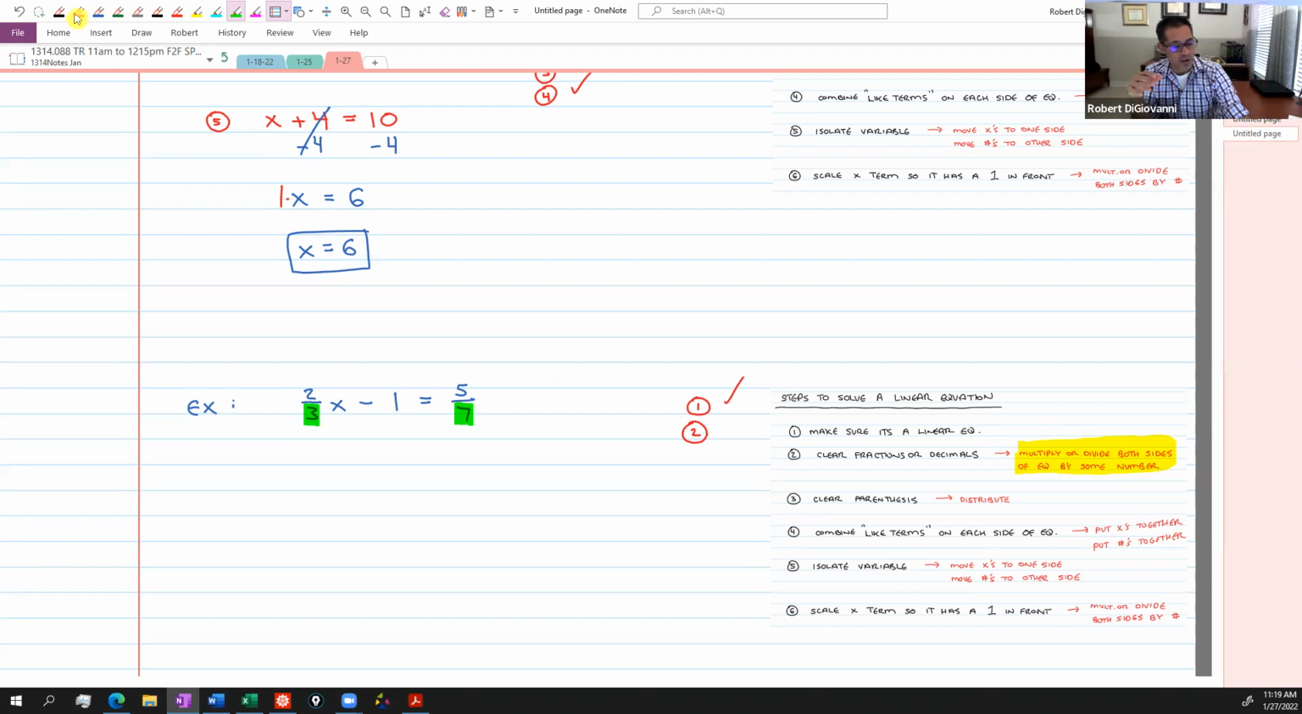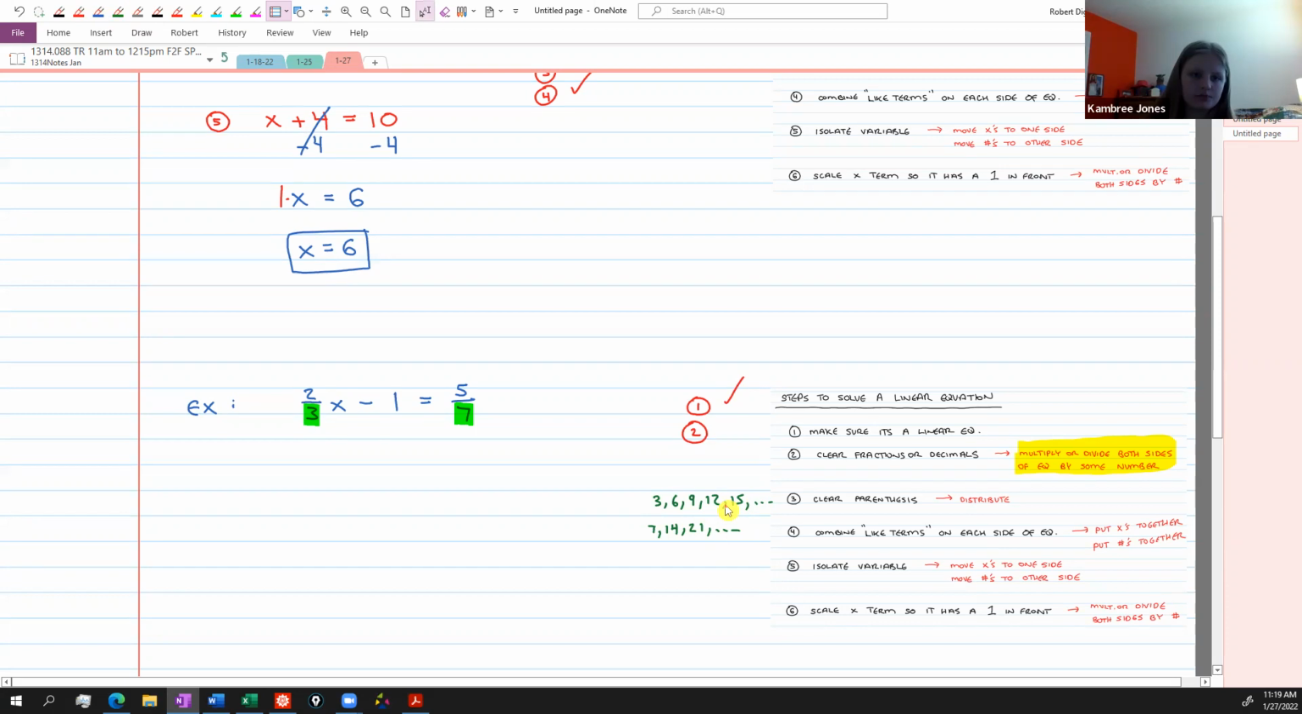Which means you would have to look at all the multiples of 3. I'm just going to write this on the side. You would list all the multiples of 3: 3, 6, 9, 12, 15, and so on, right? And then you write all the multiples of 7: 7, 14, 21, and so on. And what you're trying to find is the smallest number that's in both those lists. So what is the smallest number in both of these lists? 21, right? 21.